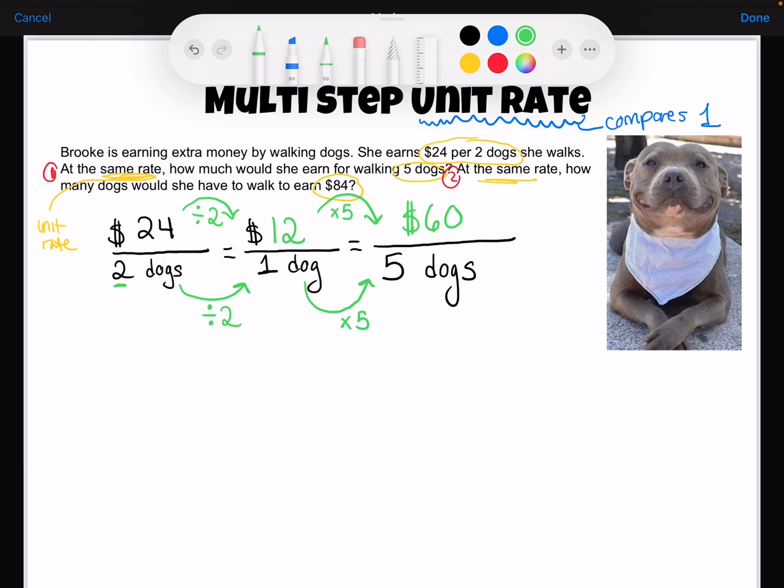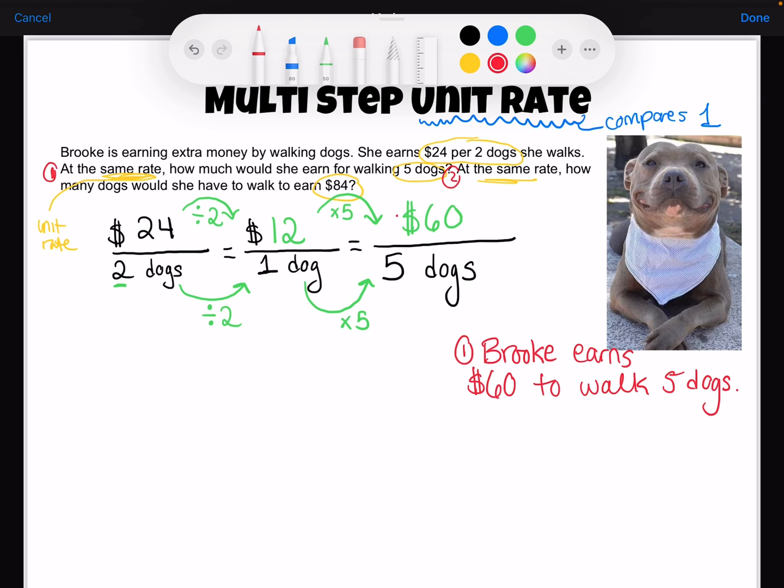So the first part of this question is, I'll put a 1 there to make sure that I'm going to answer both parts. Brooke earns, we're going to use our numbers from here, $60 to walk 5 dogs. Okay, so that's the first part of this.